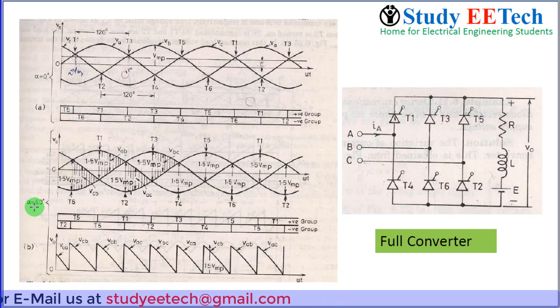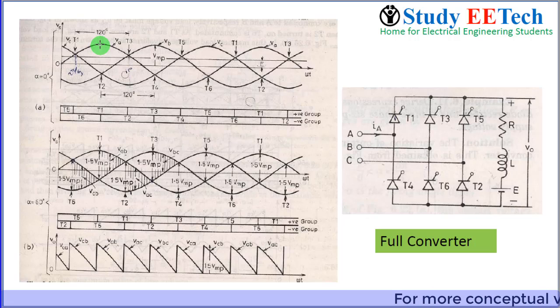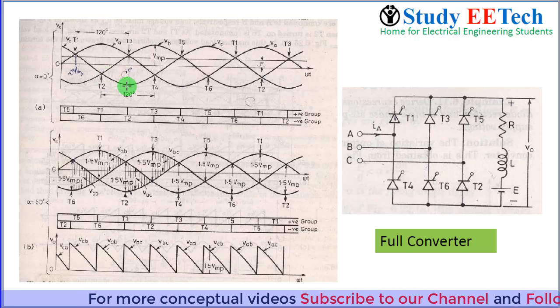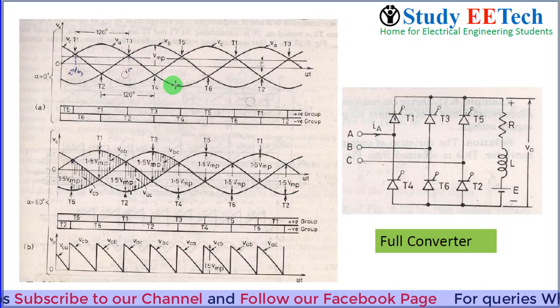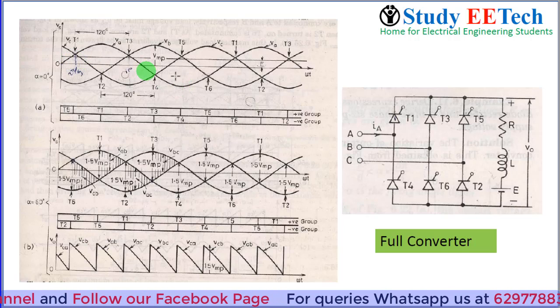Now we will change the firing angle to 60 degree. What does that mean? T1 will be triggered right after 60 degree. Starting from this point, if this is 30 degree, plus 60 degree will be 90 degree, meaning this point. So T1 will be triggered here, meaning from this crossover point you have to go for 60 degree, and there T1 will be triggered. Similarly T2 will be triggered not here, rather right after 60 degree, meaning at these 2 points. Similarly the respective firing points will be shifted by 60 degree with respect to this diagram.